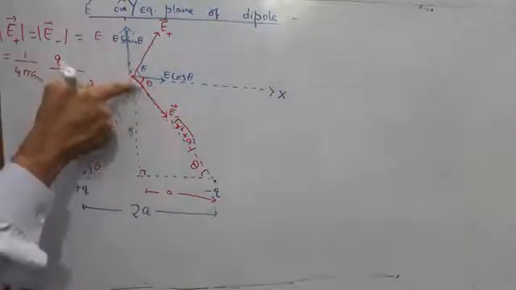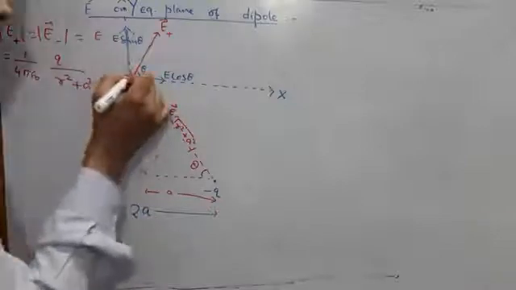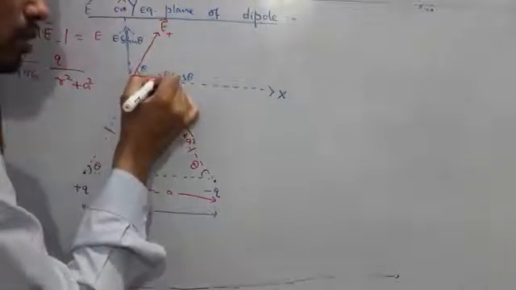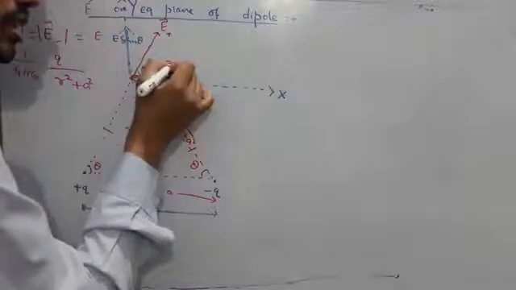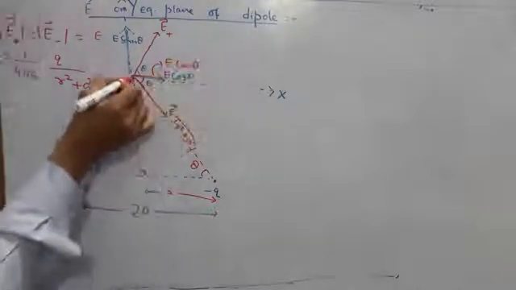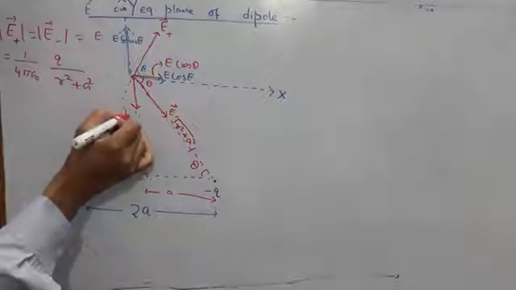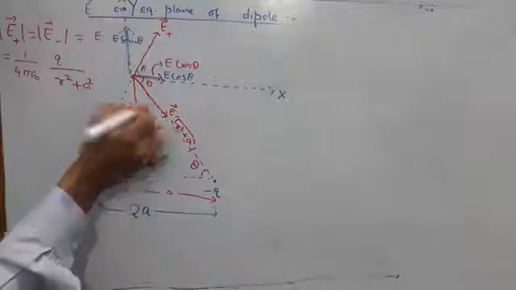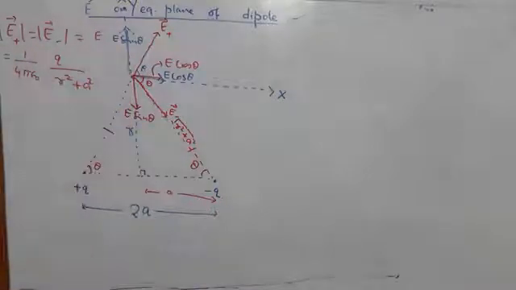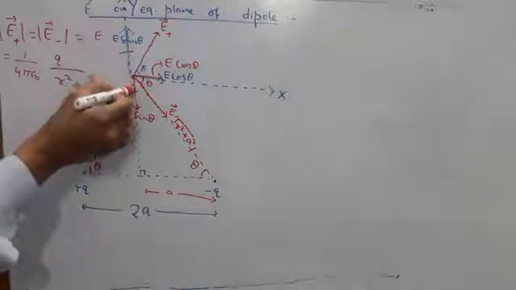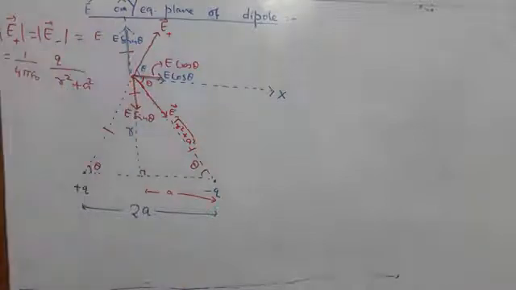So this vector E minus, when we resolve that, there will be one component like so, and that component will be how much? E cos theta. And there will be one component like so, and that component will be how much? E sin theta. Now it's quite easy to see that these two components, E sin theta over here and E sin theta over here, cancel each other.